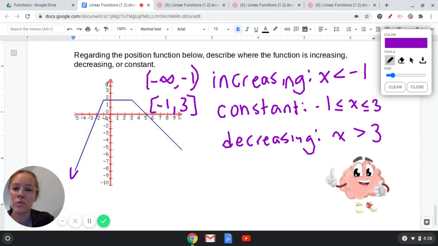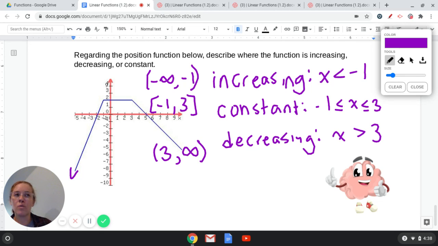And then decreasing will just be from 3 close bracket, open bracket because it's not included, to infinity. And infinity is always just a parenthesis because infinity is not a number. It's something that it approaches. It just goes on forever and ever. Yep. And that's how to describe where a function is increasing, decreasing, or constant given a position function.